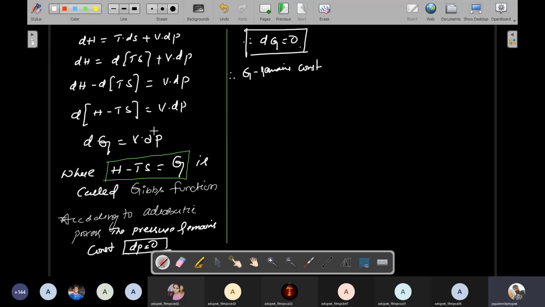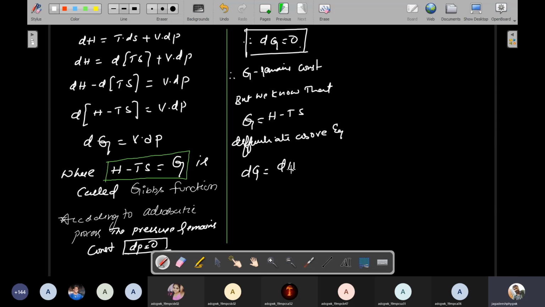Once again, I'll consider this G equation. But we know that capital G is equal to H minus TS. So once again, differentiate the above equation. Therefore dG is equal to dH minus T dS minus S dT, because individually I differentiate the above equations.